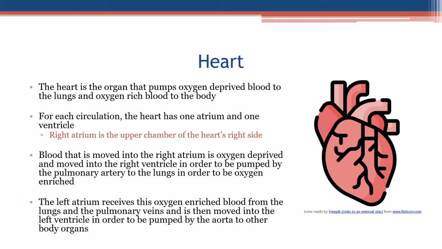Heart. The heart is the organ that pumps oxygen-deprived blood to the lungs and oxygen-rich blood to the body. For each circulation, the heart has one atrium and one ventricle. The right atrium is the upper chamber of the heart's right side. Blood that is moved into the right atrium is oxygen-deprived and moved into the right ventricle in order to be pumped by the pulmonary artery to the lungs in order to be oxygen-enriched. The left atrium receives this oxygen-enriched blood from the lungs and the pulmonary veins and is then moved into the left ventricle in order to be pumped by the aorta to other body organs.